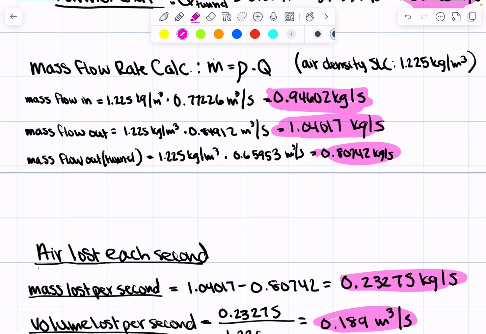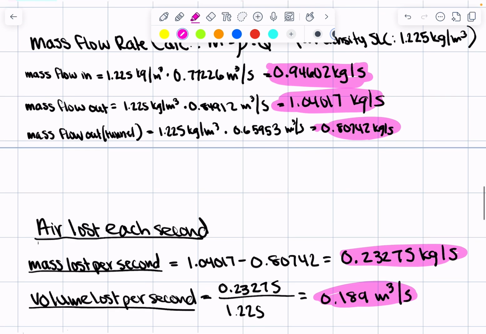And then to calculate the mass lost per second, I took the mass flow out of the fan and subtracted the mass flow out of the tunnel to get a mass loss per second of 0.23275 kilograms per second.